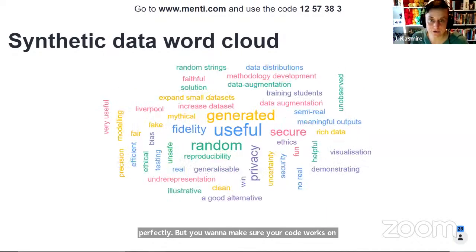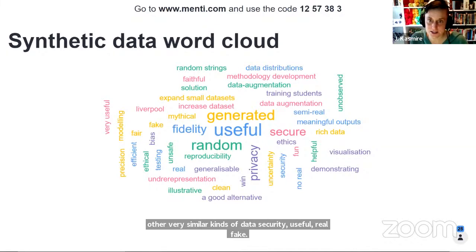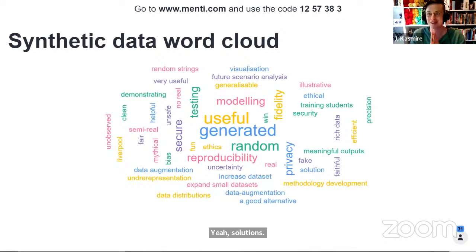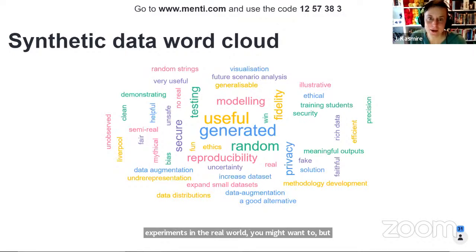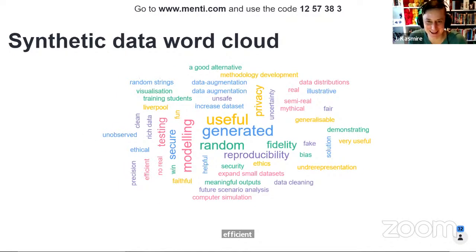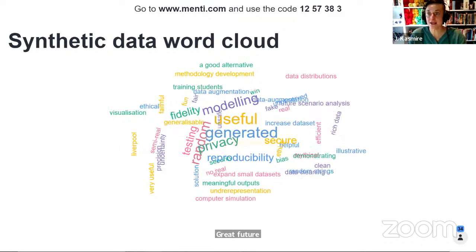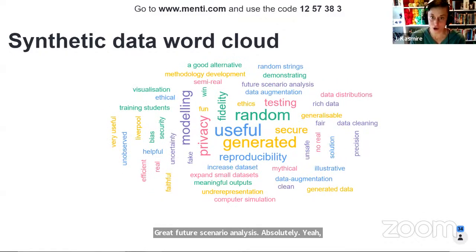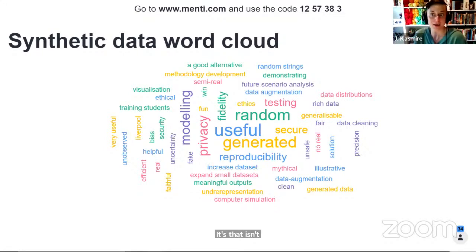Security, useful, real, fake. Yeah, solutions, ethical. I love that. I love that people have picked up on the ethics because there's sometimes when you just can't run experiments in the real world the way you might want to, but you can run them in computers. Okay, excellent. Visualization. Yeah, random strings. Efficient solution. Liverpool. So someone just wanted to enter Liverpool. Great. Future scenario analysis. Absolutely. Yeah, because we cannot get data from the future. That is an unavailable data set. But we can make our best guess and see what we can do.